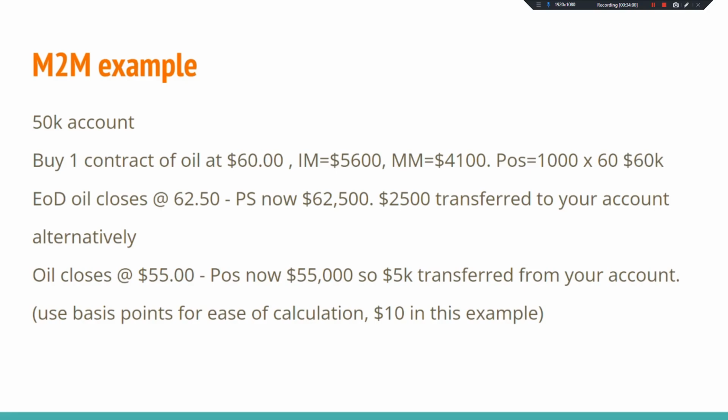Well, what a lot of people use is basis points for the ease of calculation. So one contract of oil is essentially $10 for every cent that oil moves. So you can then use that $10, and if it moves $2.50, that's 250 times 10 is 2,500. That's kind of how most people work in basis points in futures trading.